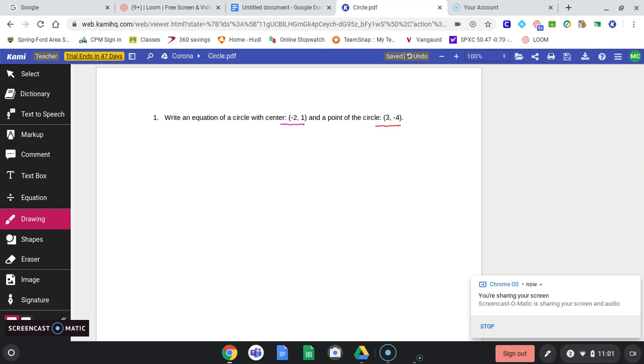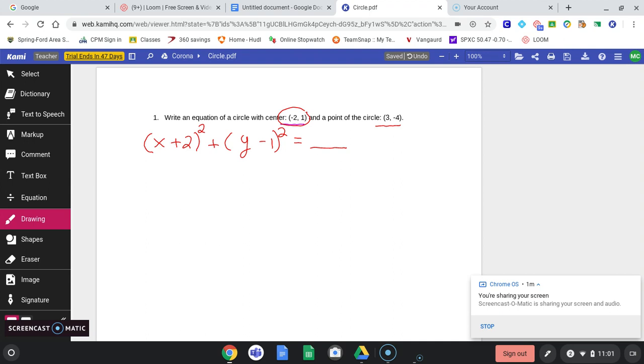If we were to start writing the equation, we would use our center to write the first portion of the equation, and it would be x plus 2. Remember, we're taking the opposite of the center coordinate, plus y minus 1 squared equals. Typically I would just take the radius, square it, and pop it right in there, but I don't have that.